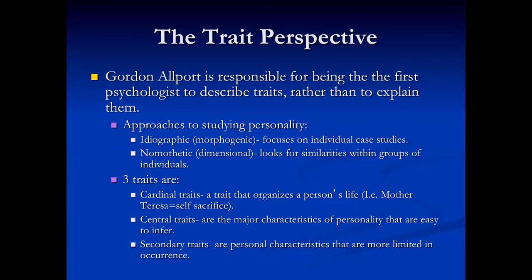Now, when talking about traits, it's important to understand there are different levels of traits, right? There are cardinal traits, which is more of your essence, who you are. So if you were to think of Mother Teresa, you might think of self sacrifice, right? Then there are central traits, and you could have many central traits. They're easy to infer, they show up in many aspects of your life. And then we have secondary traits, which are not as available, and don't show up as much in your life.